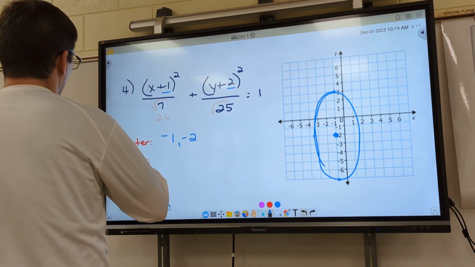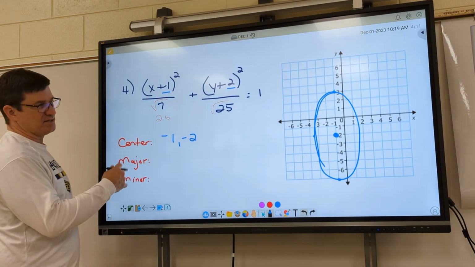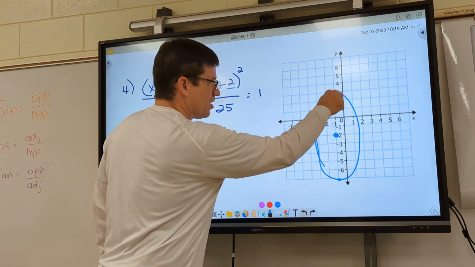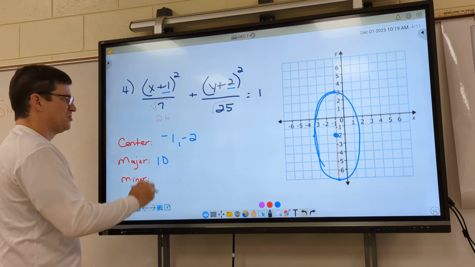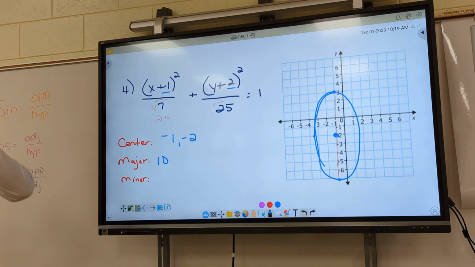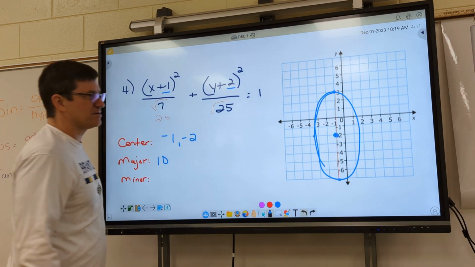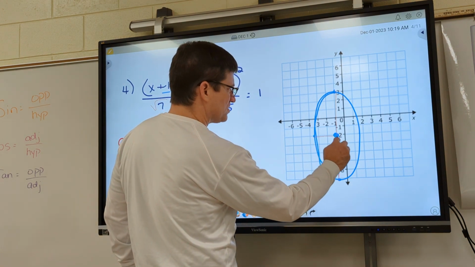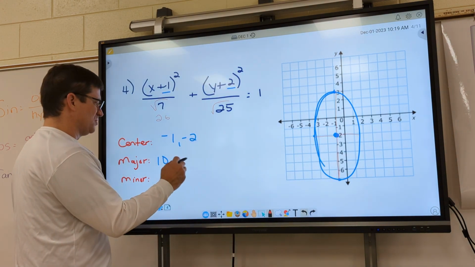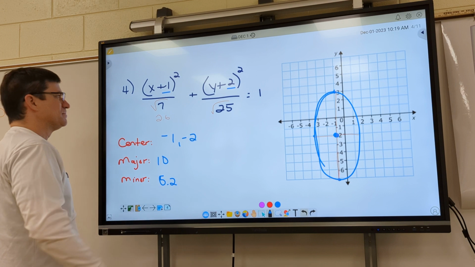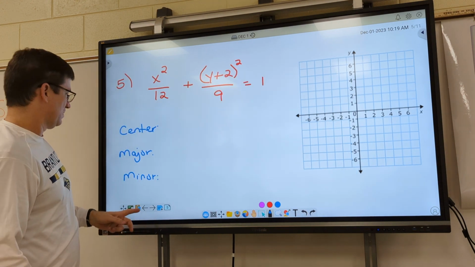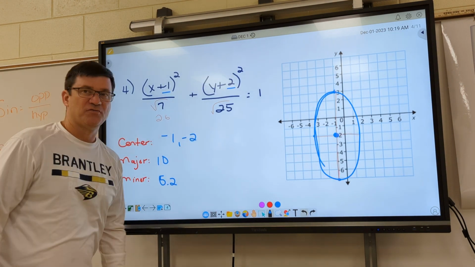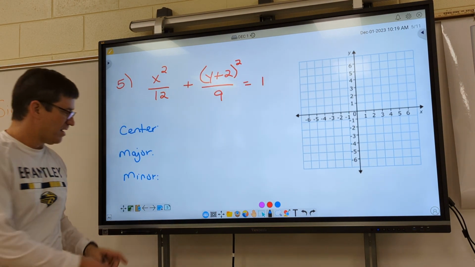All right, so our major axis, Ashlyn, is just the one that's longer. Look, this is the longest one from here to here. 5 plus 5 is 10. That's your major axis. All right, how about your shorter axis? Y'all said that was 2.6 plus 2.6, which is 5.2. All right, I showed you 4. Do 5 now. Maybe y'all can get 5 done. Any question on 4? All right, go to 5.